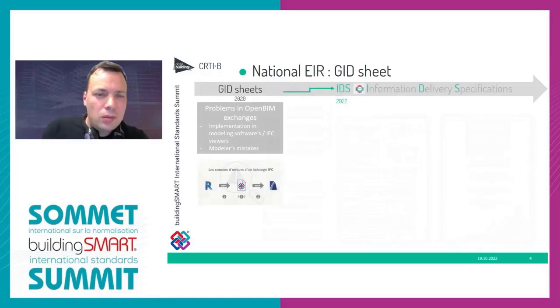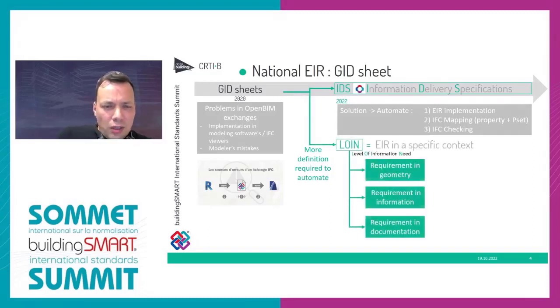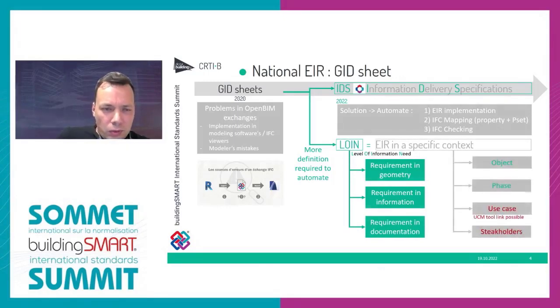Okay, in 2020, we saw that many modelers had problems with exchange in openBIM, for several reasons. Some were errors from the modelers, but there were also problems in the implementation of IFC in modeling software, and even in IFC viewers. So the idea was to help them with some automation, and for that we have created some IDS, information delivery specification. The automation is at three levels. The first one is to implement the requirements into the modeling software.